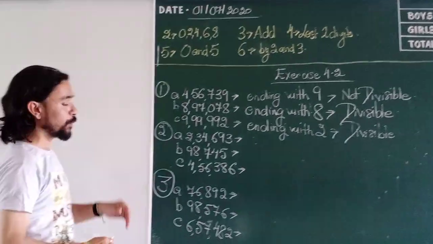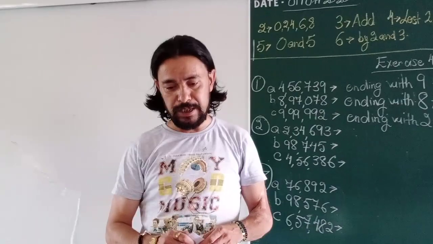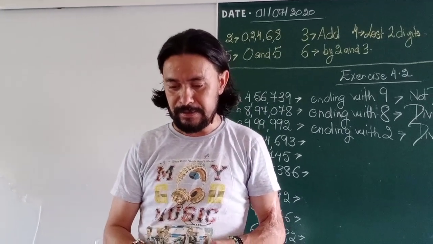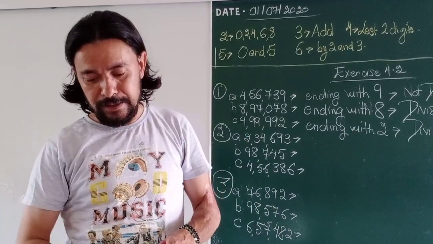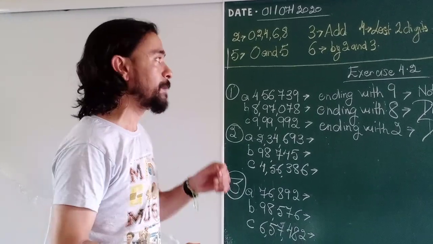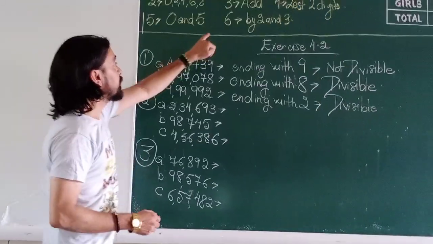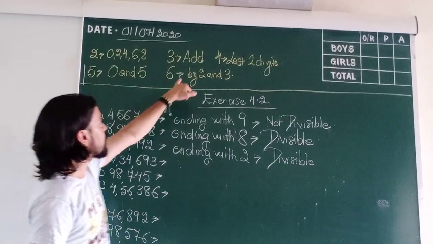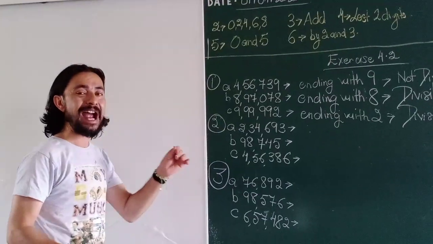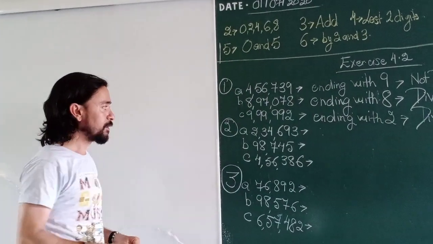Let's go to sum number 2. Sum number 2 states: using divisibility test, determine which of the following numbers are divisible by 3. Now you are seeing we come to 3. What does 3 say? Add. What do you have to add? You have to add all the digits.